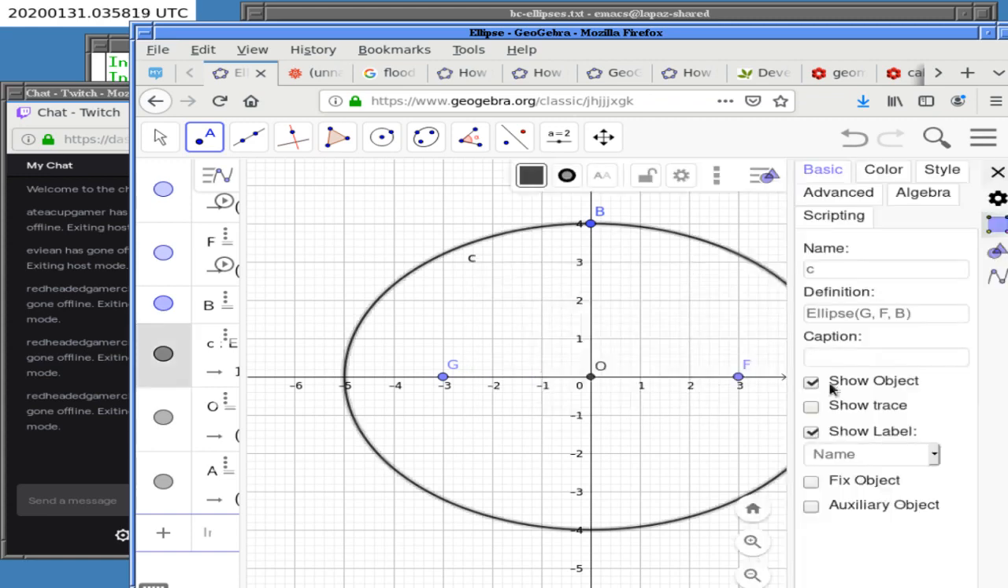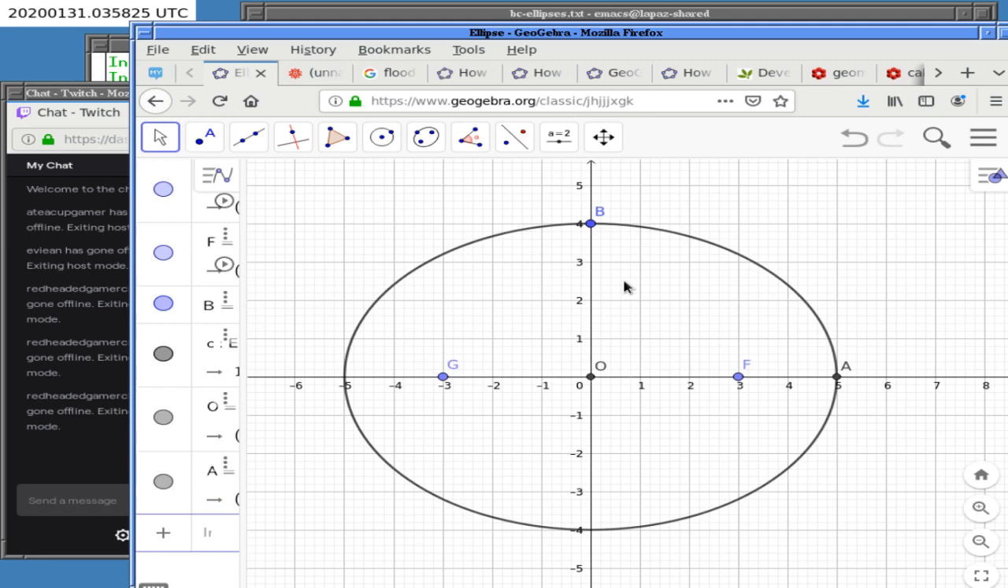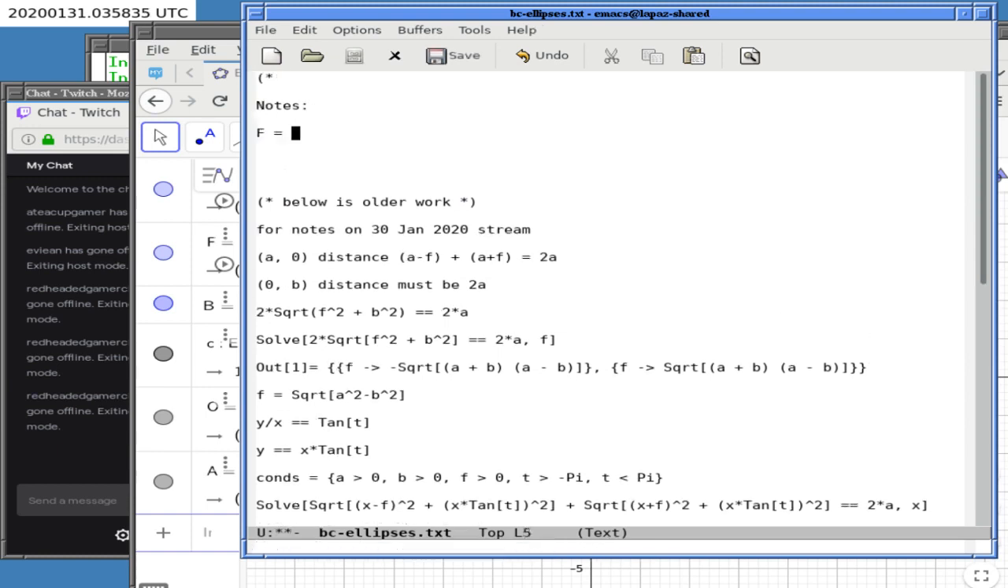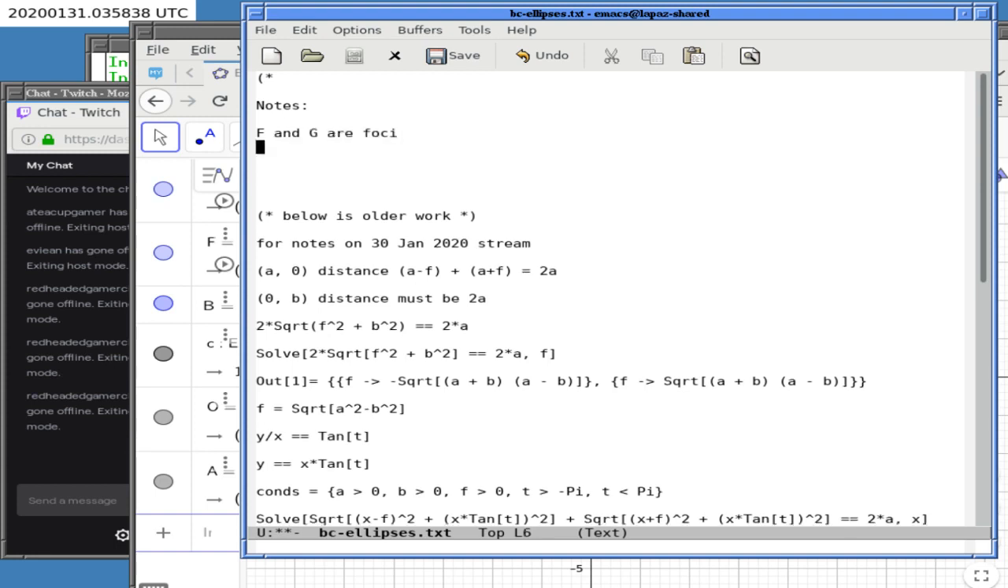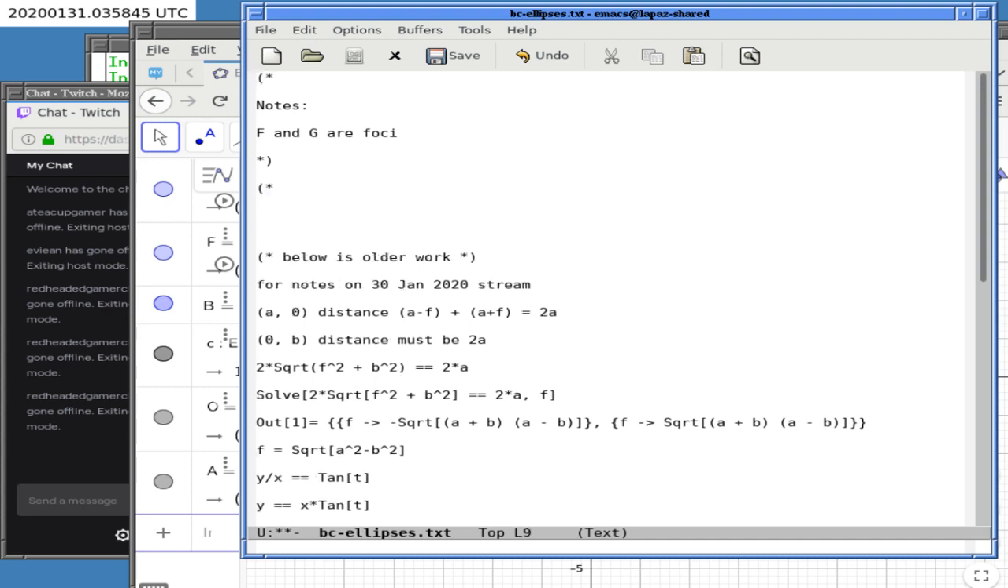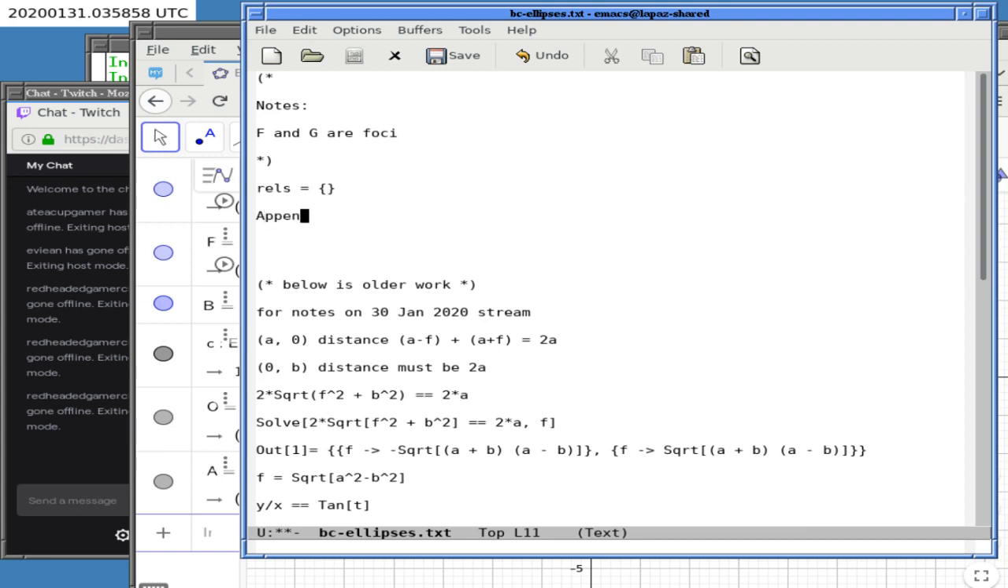I don't care what it's named, we just want to show it though. So what are we going to be doing here that was so exciting and so different from last time? First of all, we're going to have a note section here which says F and G are foci. That's not the exciting part. Then we're going to have a section called derivations where we derive the equations, but actually I don't think we need to do that. And then I'm going to call these rels for relationships. And then just to make sure that I can actually do this, this is actually not a true condition, but I want to make sure that we can actually do this.